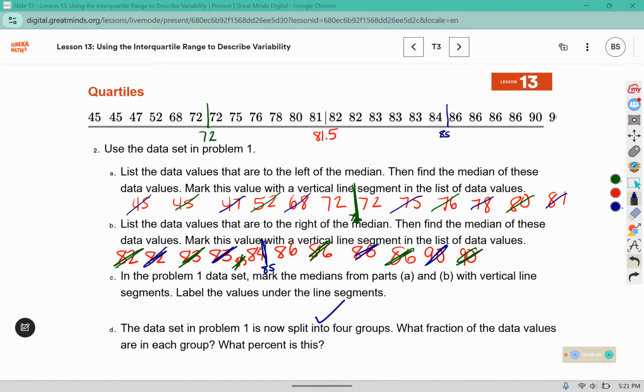The data set in problem 1 is now split into 4 groups. What fraction of the data values are in each group? What percent is this? Well, if it's split into 4 groups, that would be 1/4 of the data in each section. 1/4, 2/4, 3/4, 4/4 to make the whole data set. And then it also asks what percent is this? This is equal to 25%. Half would be 50, and a quarter would be 25%.